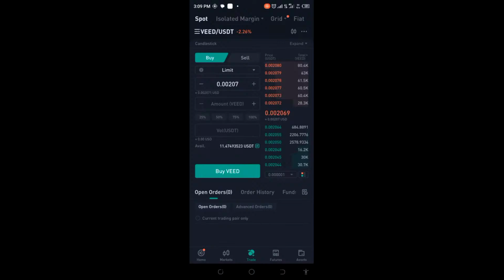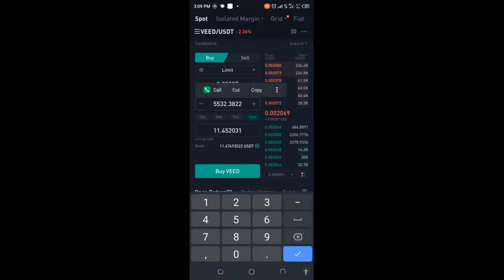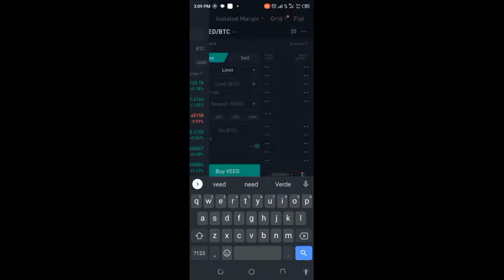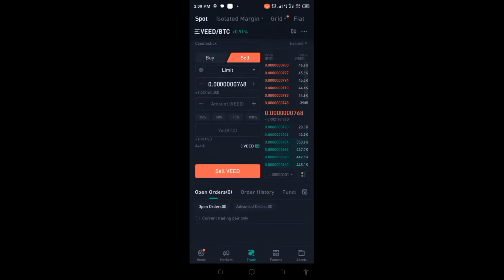So first and foremost, let's just do a basic simulation. We'll just put in all the 100%. We're just going to use the little amount that's here, 11.47 USDT, and let's see what we can do. We'll go ahead and do the simulations first. So we'll go to VEED BTC, and then we sell and try to see how much we can get. It's just a basic simulation, right?